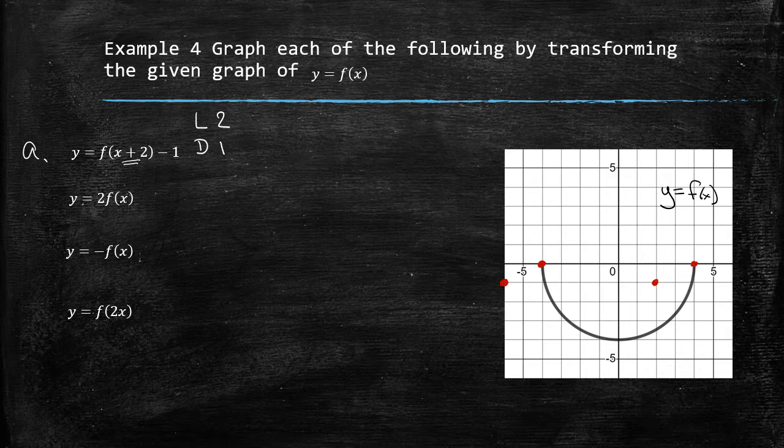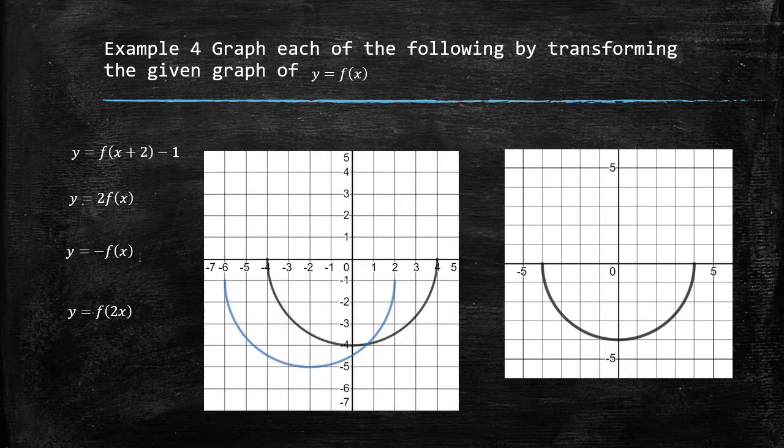Same thing with my y-intercept. I'm at 0, -4 right now, so I'm going to take that point to the left 2 and down 1. This is what is called a rigid transformation, so the shape of my graph stays the same. So it should still look like a semicircle. It's just been moved to the left 2 and down 1. Okay, so here it is graphed on Desmos in blue.